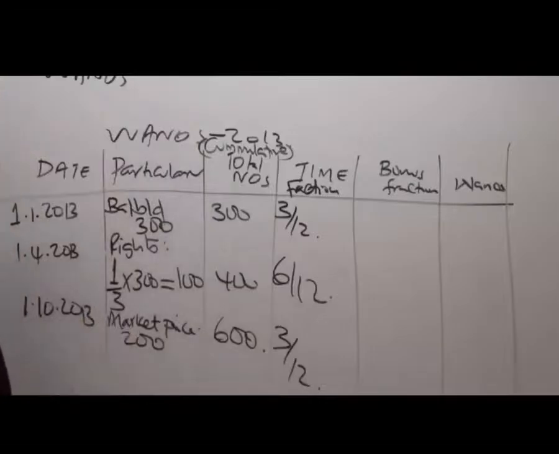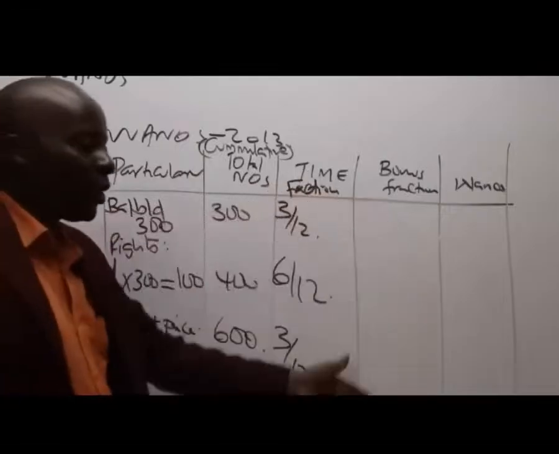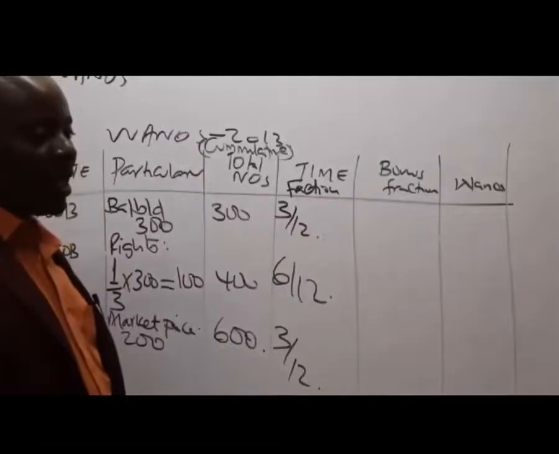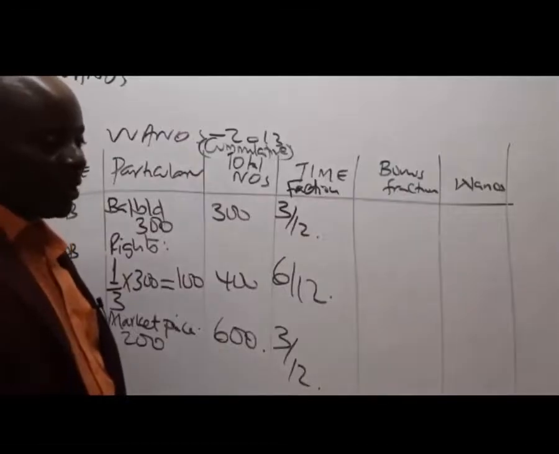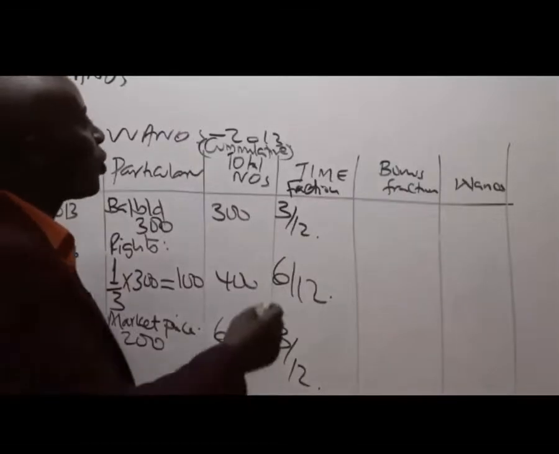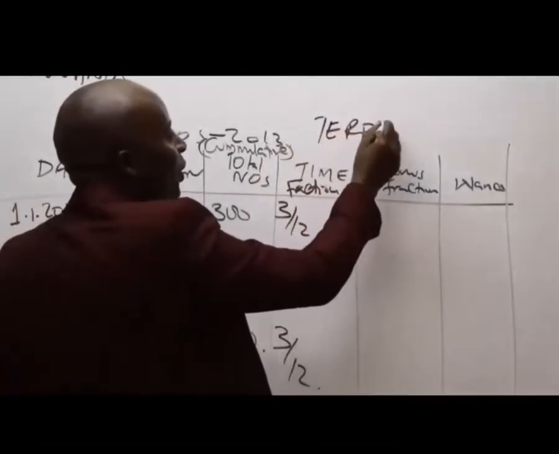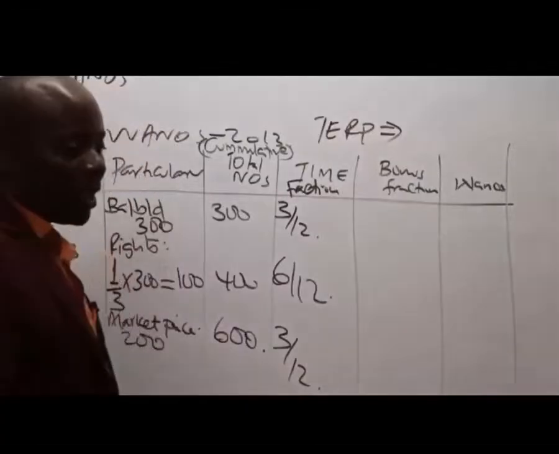Ladies and gentlemen, in this question we had a bonus, in the context of a rights issue. So with the rights issue, I would want its fraction here. It's the bonus or rights fraction. So come here and give us the rights fraction. First of all, I would want the theoretical ex-rights price.